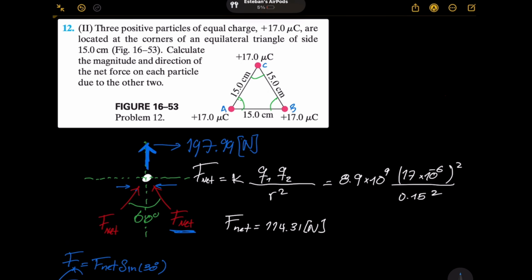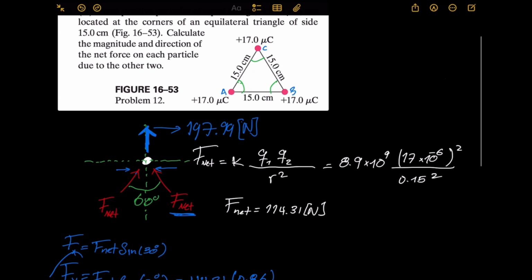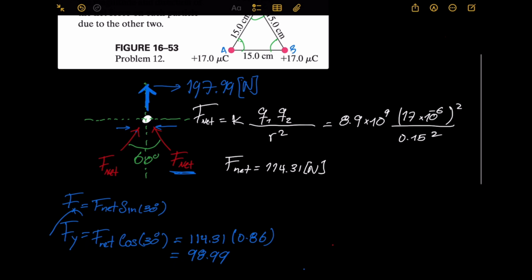So this final force, 197.99 newtons, is going to be the same force that particle A will experience, and particle B will experience too, since this is a symmetrical system. However, this problem is also interested in finding the direction of each particle. So we already know the magnitude and the direction for particle C, which is vertical. What about particles A and B?